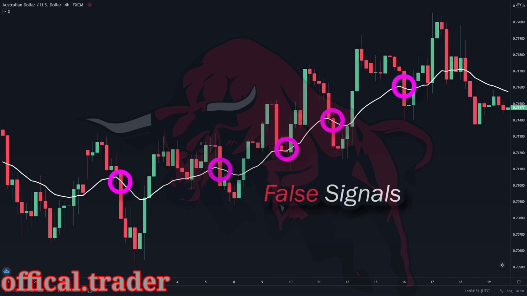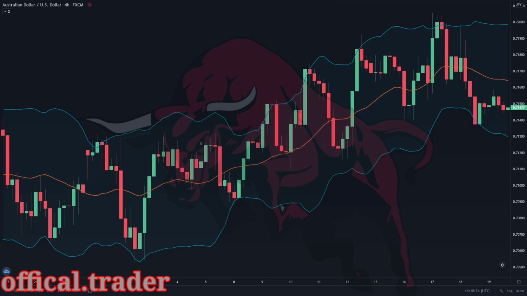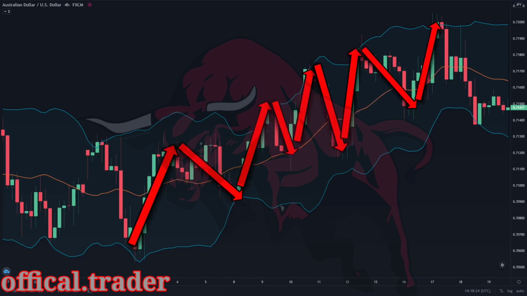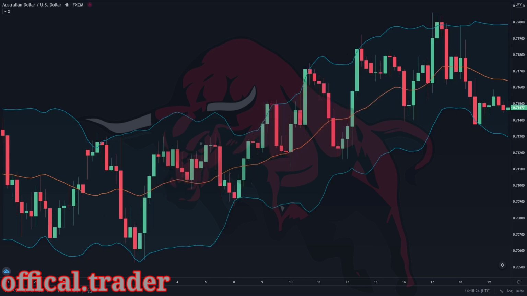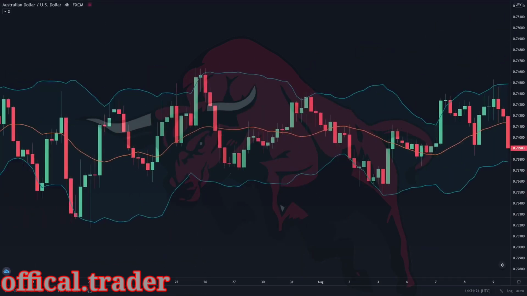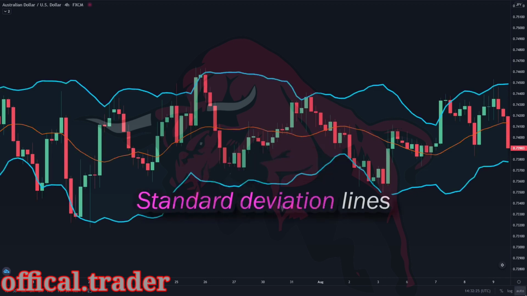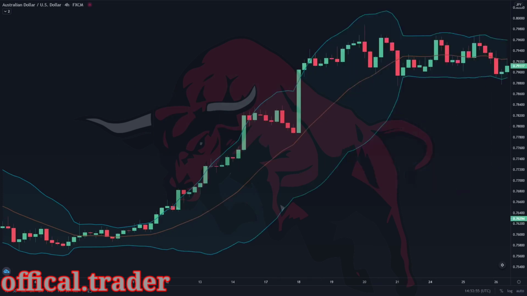signals. So that is why the Bollinger Bands is a better indicator, because it can identify the direction of a trend while also taking these pullbacks into consideration. Hence, it can give you fewer false signals. The Bollinger Bands is a very simple to use indicator. It consists of three parts: a 20-period simple moving average in the middle, and two standard deviation lines above and below it.